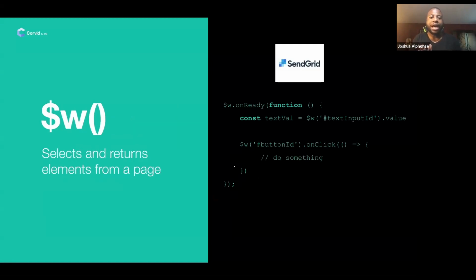So remember, we have the $w API, which helps you select and returns elements from the page. We're going to be going inside of our $w onReady function here, and this side code on the side, and we're going to be selecting a text input field, and then we're going to capture the value that we're typing inside that text field, and also give the button the ability to make sure the transaction goes through when we pay for this pledge. We went over that a little bit on Monday as well, so we're going to touch base on that again today.